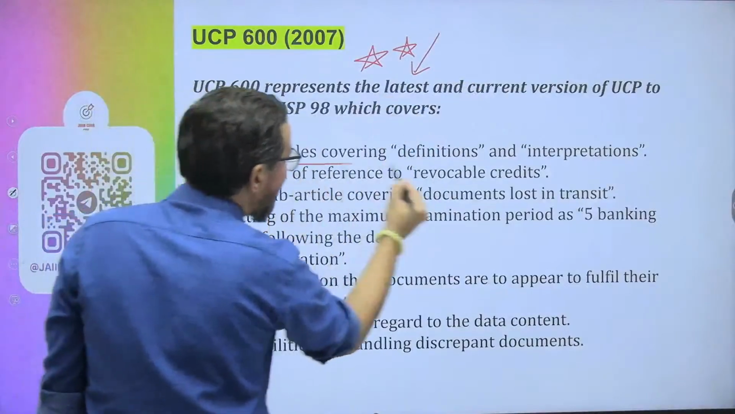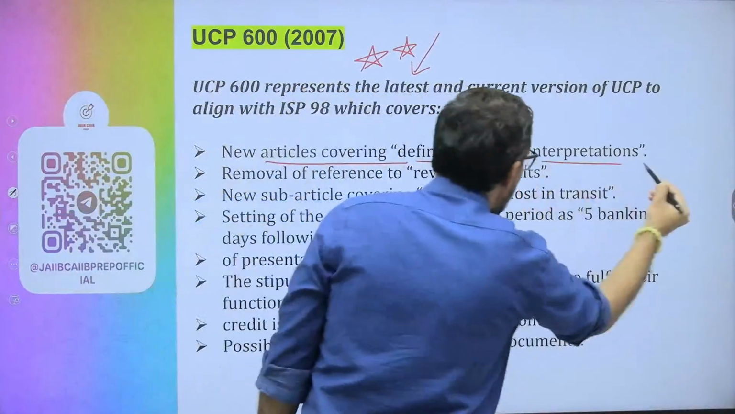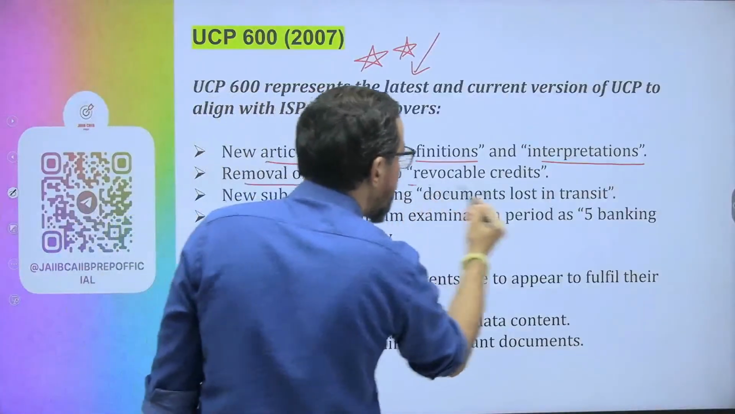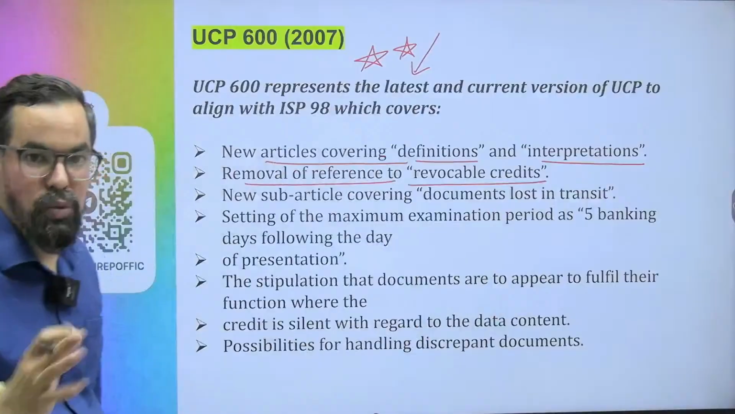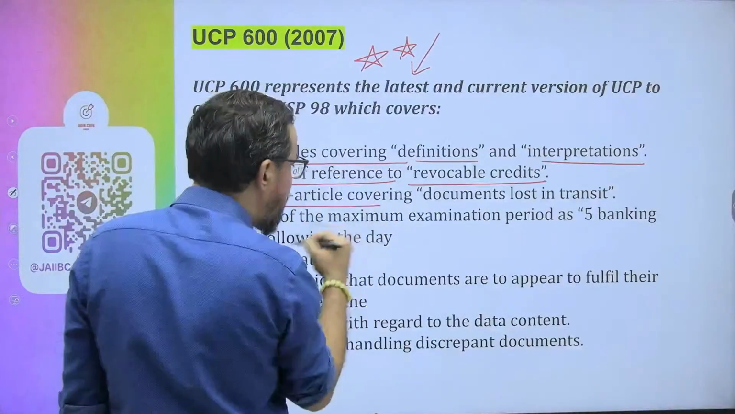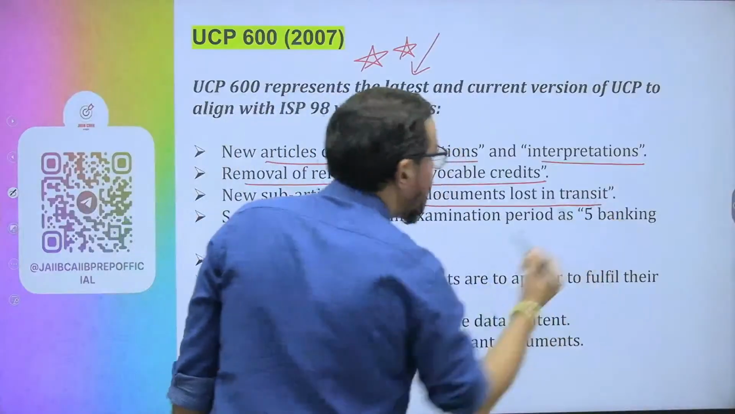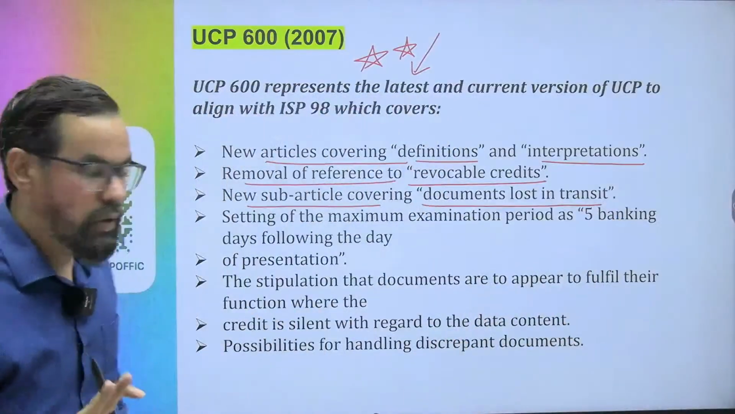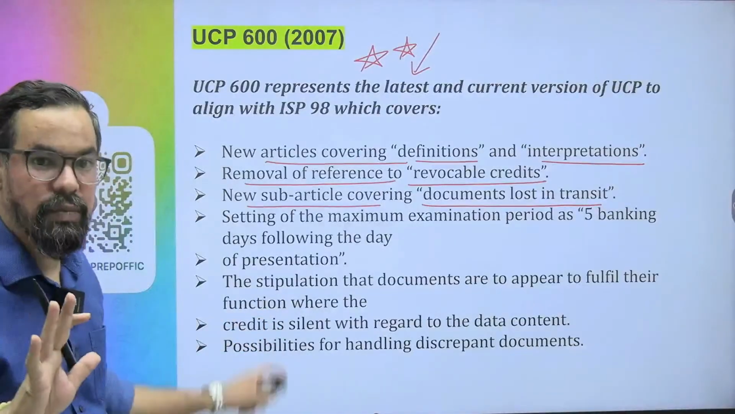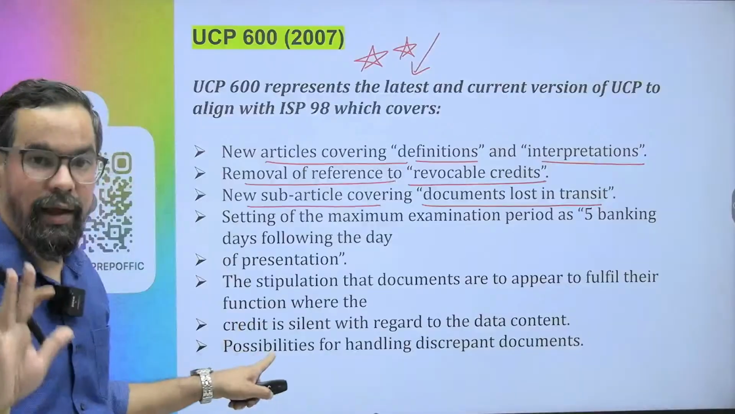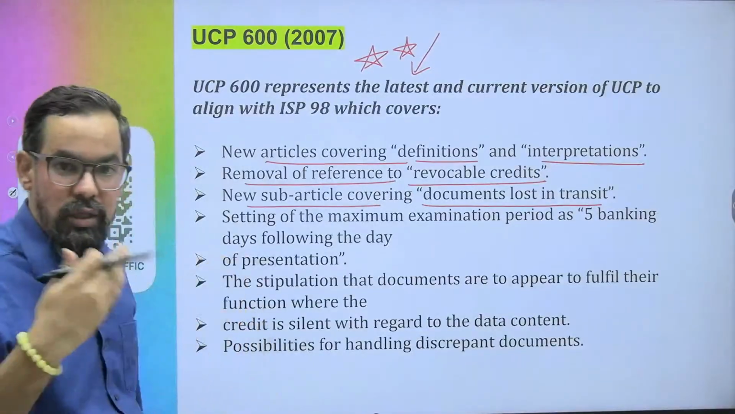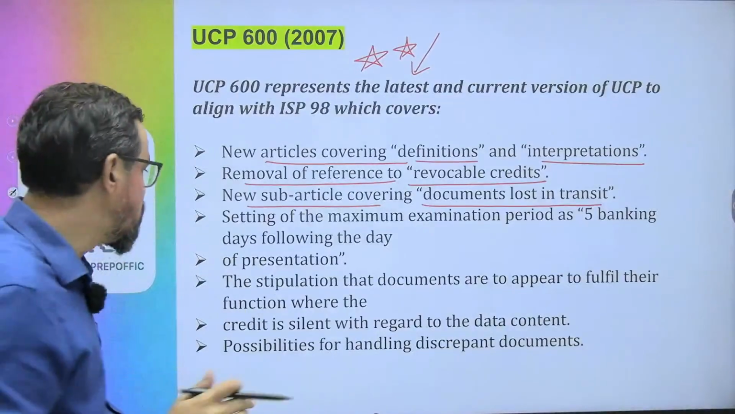A new article covering definition and interpretation was introduced. Removal of reference to revocable credit. So we removed revocable credit in this particular one. A new sub-article covering documents lost in transit was introduced. We have 38 or 39 articles which are generally part of this, 39 articles in case of your UCP 600. Okay? We'll go through the 39 articles, their summary also.